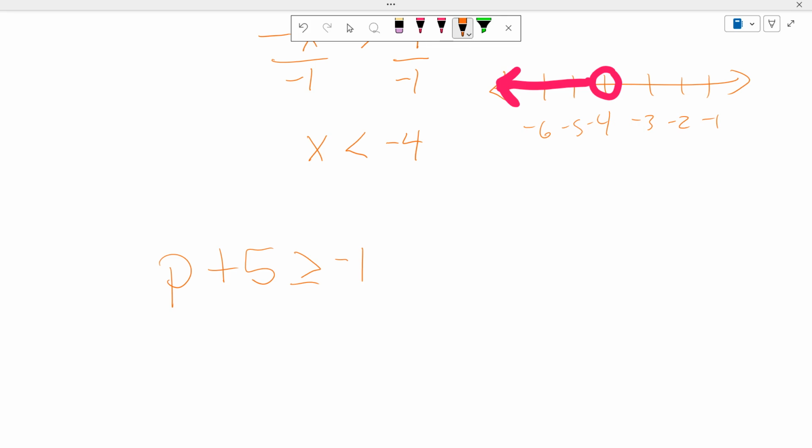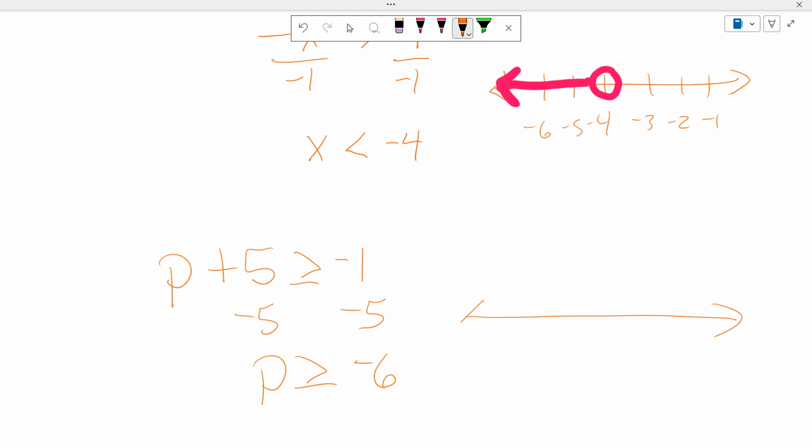P plus 5 is greater than or equal to -1. There's a negative involved. Okay, does that mean I automatically switch a symbol? No, not automatic. Okay, it's only when I multiply or divide by a negative number. Here, what am I doing to each side? Subtracting what? 5. So we'll subtract 5. You want to get P by itself. So P is greater than or equal to -6.